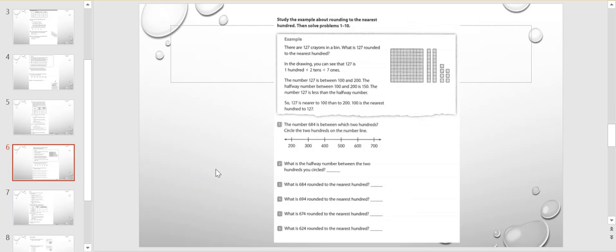Study the example about rounding to the nearest 100, then solve problems 1 through 10. So here we go. The example says there are 127 crayons in a bin. What is 127 rounded to the nearest 100? We switched from rounding to the nearest 10 to rounding to the nearest 100. The only difference is that you're going to go to the hundreds place, then check next door, instead of going to the tens place and check next door.